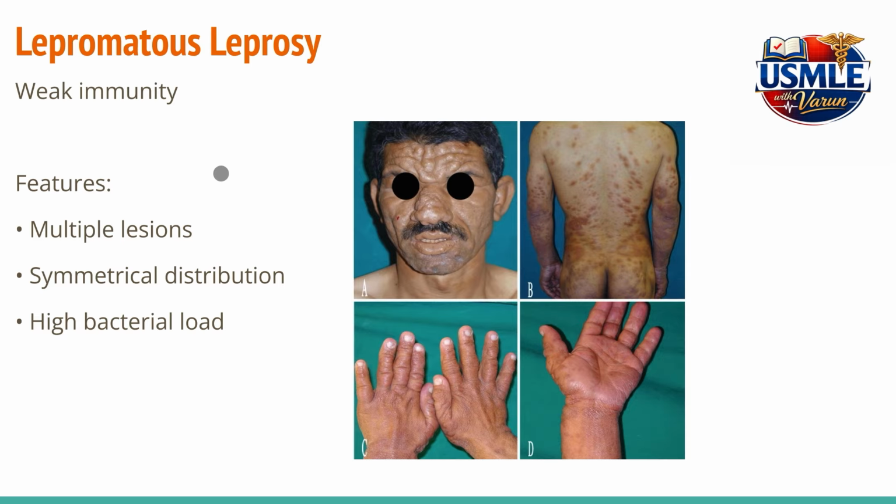Lepromatous leprosy. So in this form, the immune response is weak. The bacteria multiply freely, leading to a widespread disease. So you see multiple lesions that are symmetrically distributed, and nerve involvement occurs later in the disease. So weak immunity results in extensive disease that presents as lepromatous leprosy.